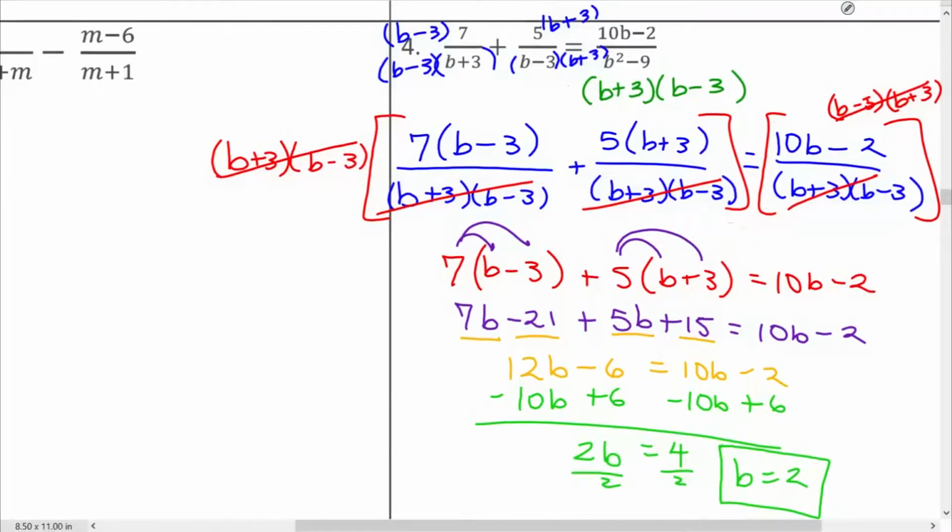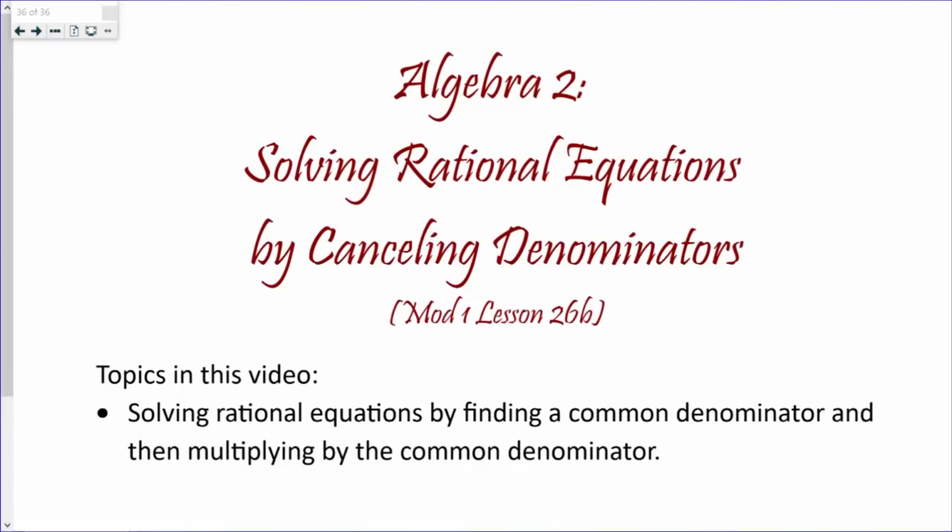Again, you could get to the point where you can multiply everything by this b plus 3, b minus 3 at the very beginning and skip this blue step. But until you are at that point, please first find a common denominator and then multiply by that common denominator. All right, this video was about solving rational equations by canceling denominators.